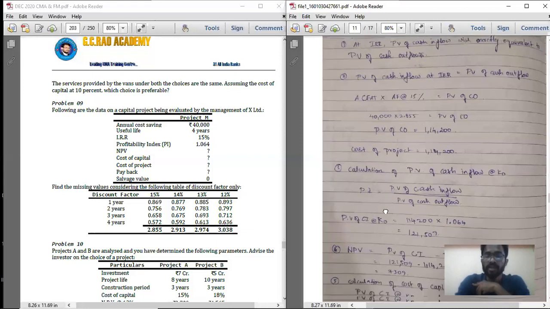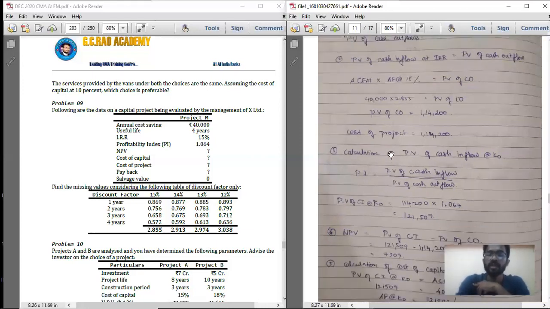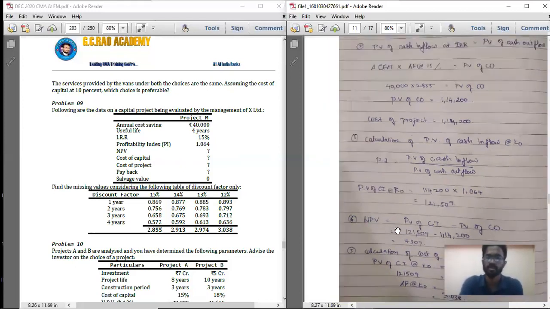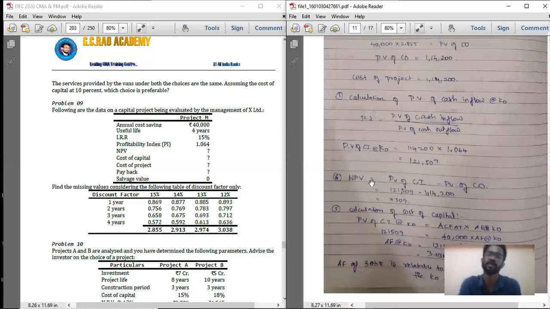With that we have found the present value of cash inflow at cost of capital and also the present value of cash outflow. If you deduct both, you will get NPV. The NPV formula is present value of cash inflow minus present value of cash outflow. Here we found the present value of cash inflow at cost of capital. That only you should use for NPV, because the IRR present value is totally different. The IRR present value of cash inflow is only applicable for IRR, whereas the present value of cash inflow for cost of capital is only applicable for NPV.